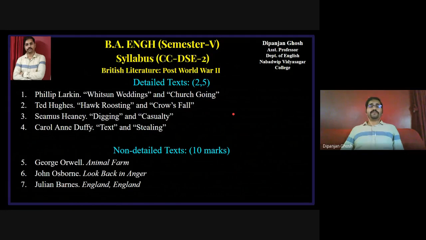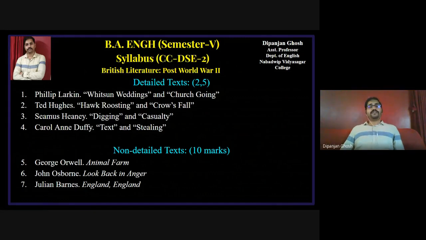Under DSC 2, you will find these texts are very available, because it is post-World War II British literature. Here you find two poems by Philip Larkin, that is Toads and Weddings and Church Going, both famous poems. Two poems by Ted Hughes, Hawk Roosting and Crow's Fall, again two famous poems. Two poems by Seamus Heaney, Digging and Casualty, and two poems by Carol Ann Duffy. Okay, so there are eight poems under the detailed texts, that is 2 and 5 marks.